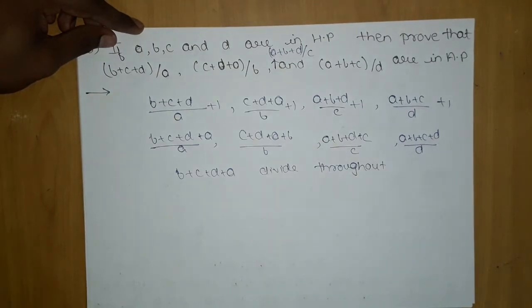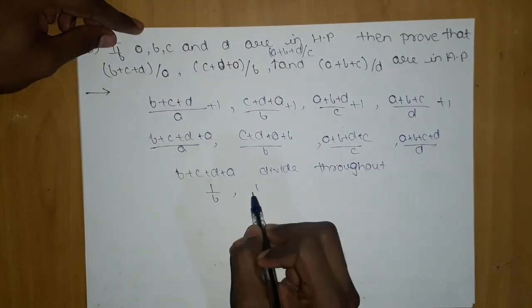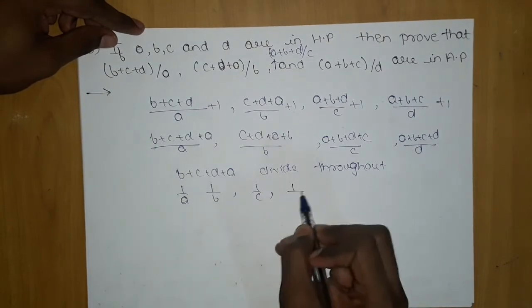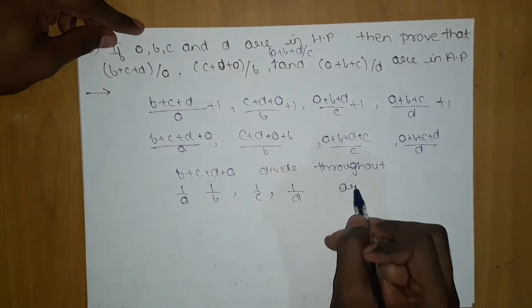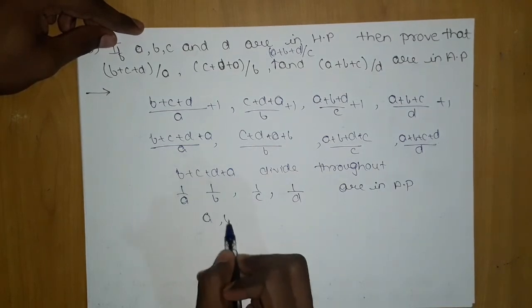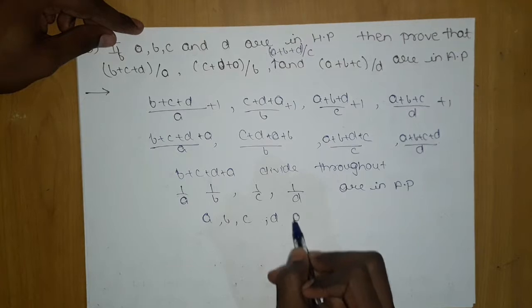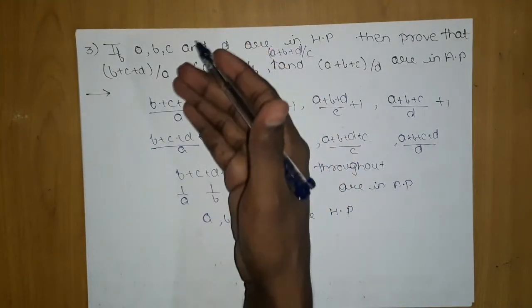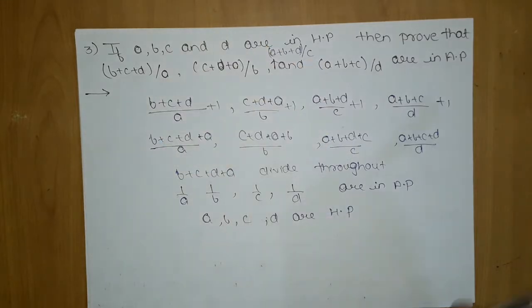Okay, we can get easily 1 by a, 1 by b, 1 by c, 1 by d. Okay, they are in AP. So what we can understand is A, B, C, D are in HP. Although you can understand it is very difficult to start from this step.